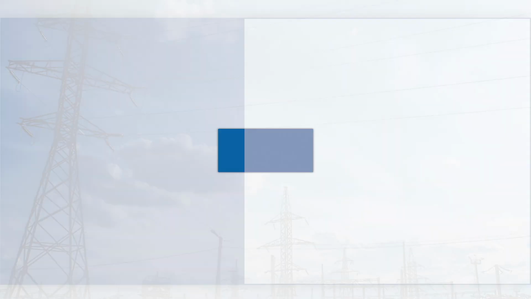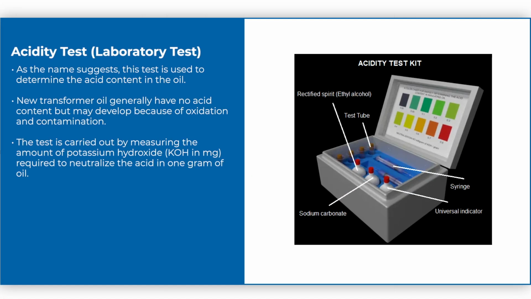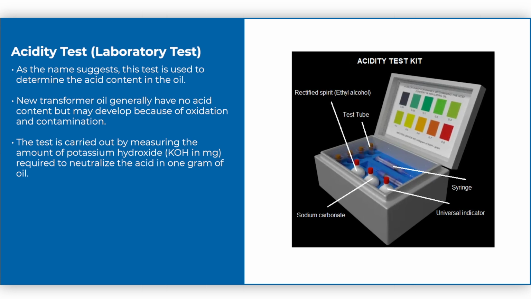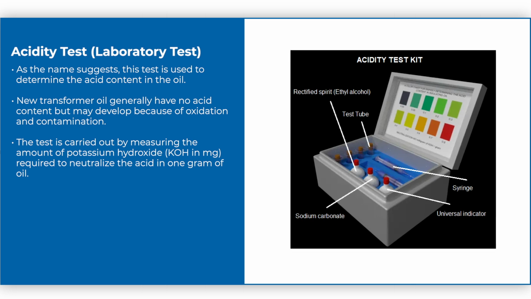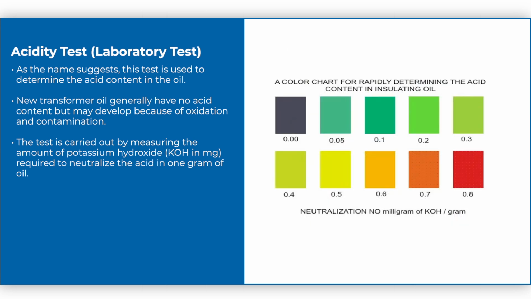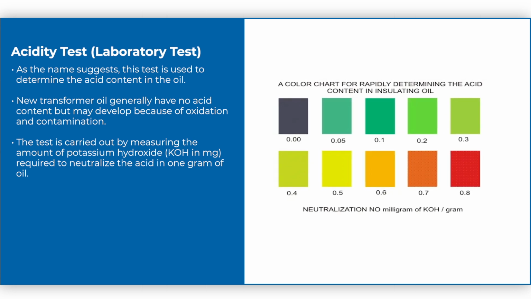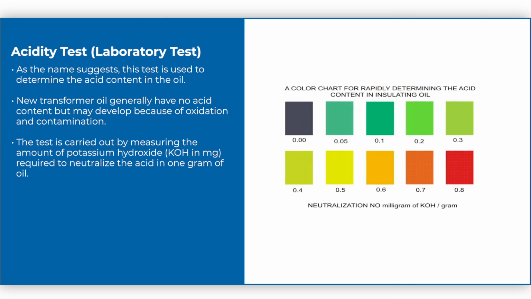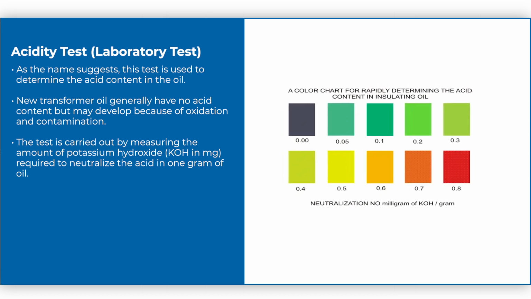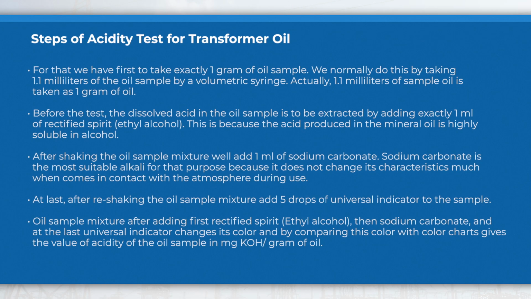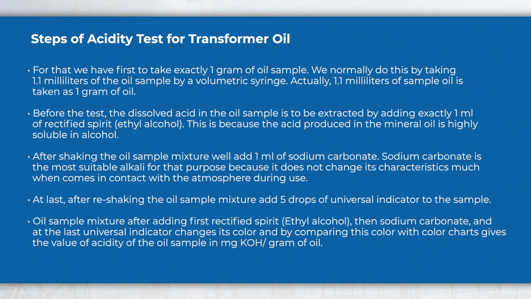Acidity test. As the name suggests, this test is used to determine the acid content in the oil. New transformer oil generally has no acid content but may develop it because of oxidation and contamination. The test is carried out by measuring the amount of potassium hydroxide (KOH) in mg required to neutralize the acid in 1 gram of oil. Steps for testing. This test can also be performed at site through a portable acidity test kit by following these steps.